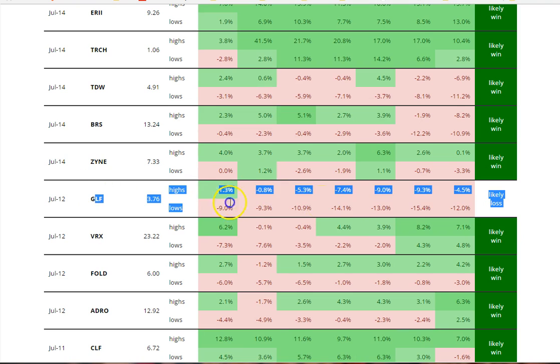And go down here, and here's an example of one that you probably wouldn't want to lock in. After 3 days, it's down around 10% of a loss, you just want to get rid of that one.